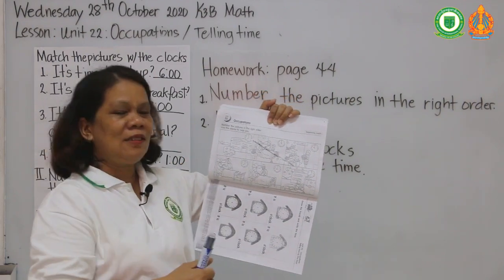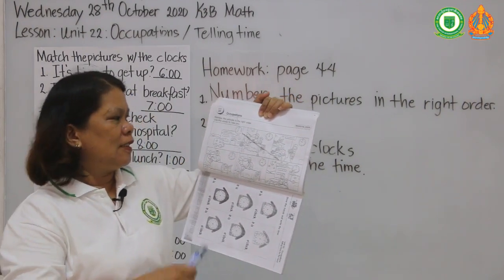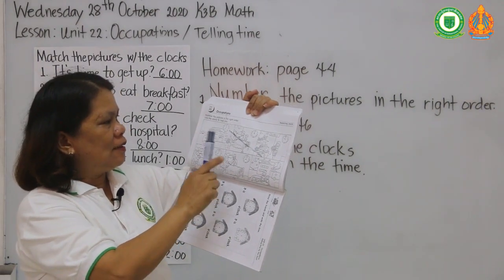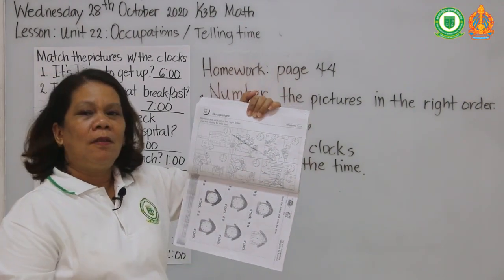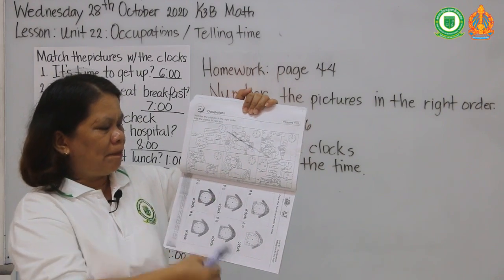Look at the clock. Which goes first? It is 8 o'clock, 7. This is 8, 9, 10, 11, 12. Okay? Write 1 to 6.